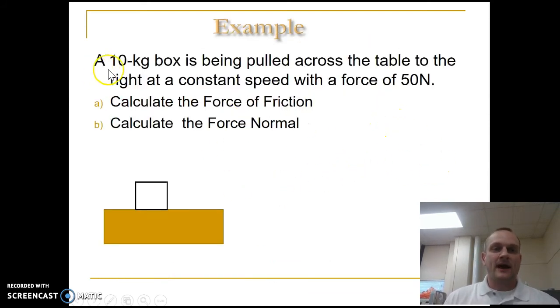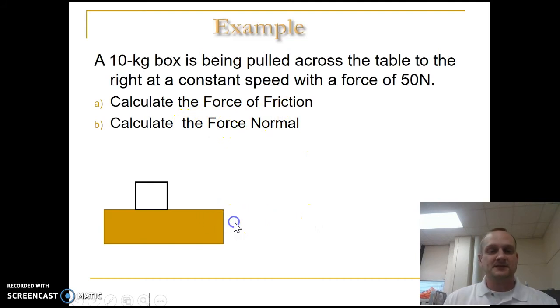So let's take a look at an example here. I have a 10 kilogram box being pulled across the table to the right at a constant speed with a force of 50 newtons. That term constant speed tells me that all my forces need to balance. And then it's asked me to calculate the force of friction and then also calculate the normal force.